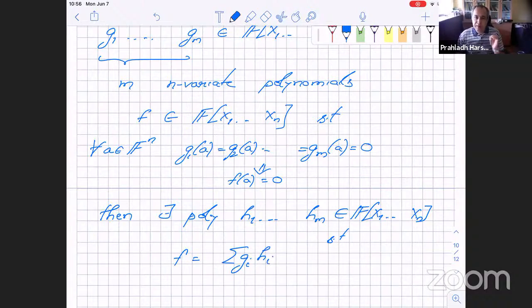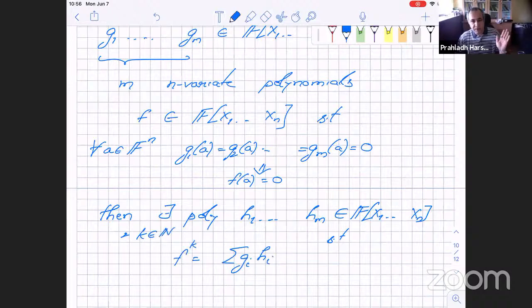By the way, this is false the way I have stated it. There exist polynomials and an integer k, where k is a positive integer, so that f to the power k looks like this, not f. F need not look like this. F to the power k looks like this. And there's a reason why f to the power k happens: you won't be able to show f is the sum of the gi's. You'll be able to show that there's some power of f. But for zeroness, this is sufficient. Notice it. For zeroness, this is sufficient.